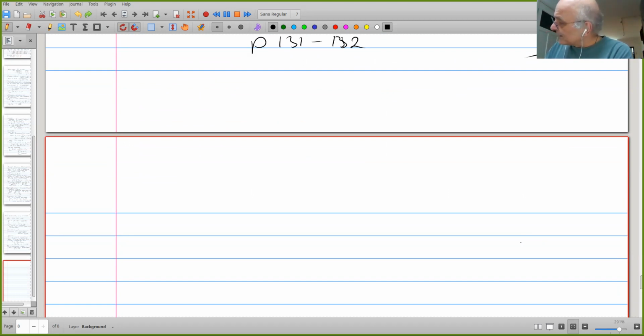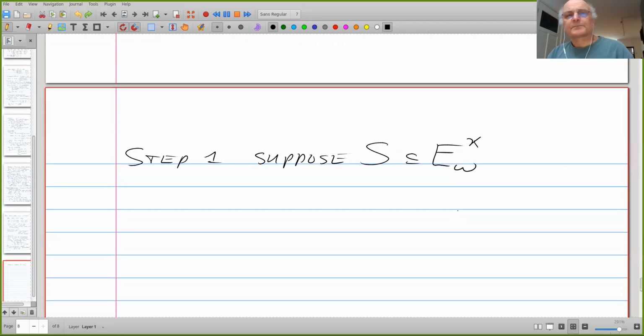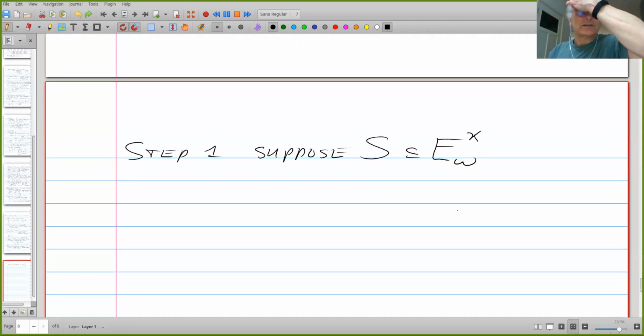So how do we start? Step one. Suppose S is our stationary subset, a subset of E kappa omega. So every member of S has countable cofinality. So this would happen if we were talking about omega 1, kappa in the case kappa is aleph 1.